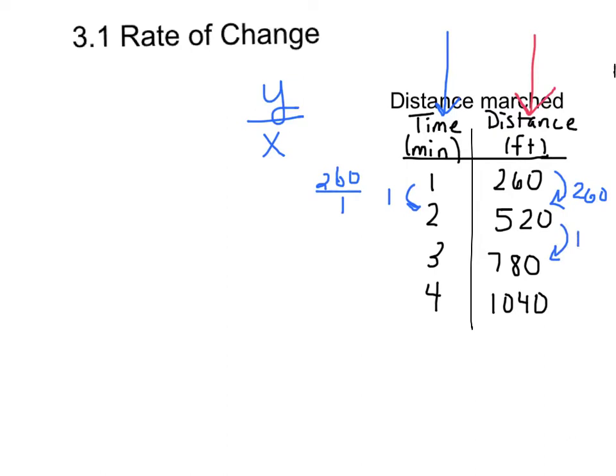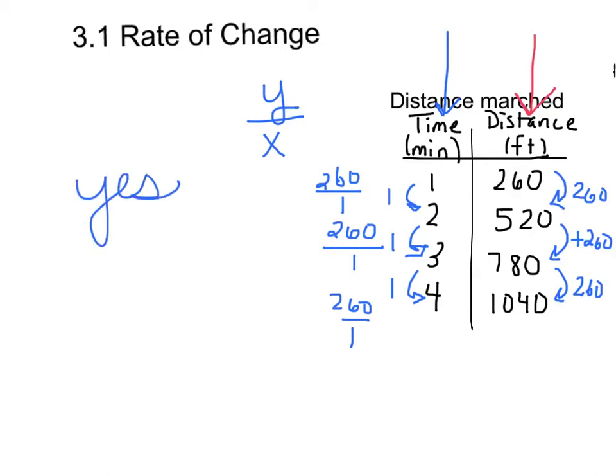Go to the next one. We increase here by 260. We increase here by 1. So the change in y, or the change in the dependent variable, is 260. The change in the independent variable is 1. And so that once again is 260 over 1. So the question asks, is the distance with respect to time constant? So yeah, it is constant. And what does the change represent? The change represents this, 260 divided by 1.